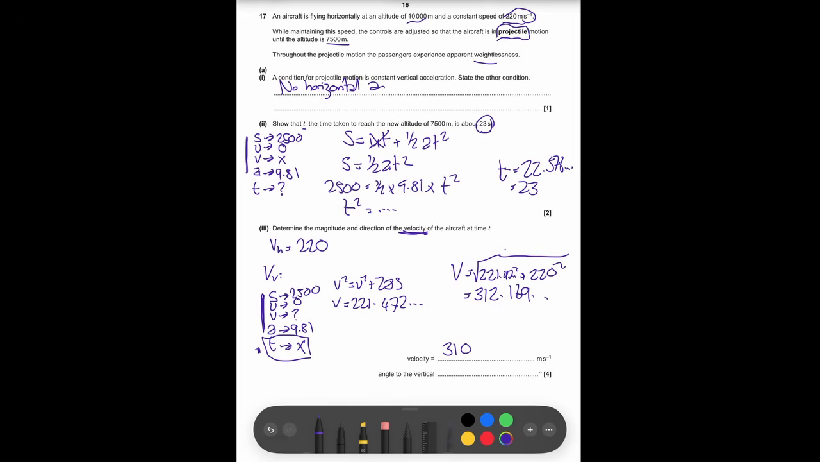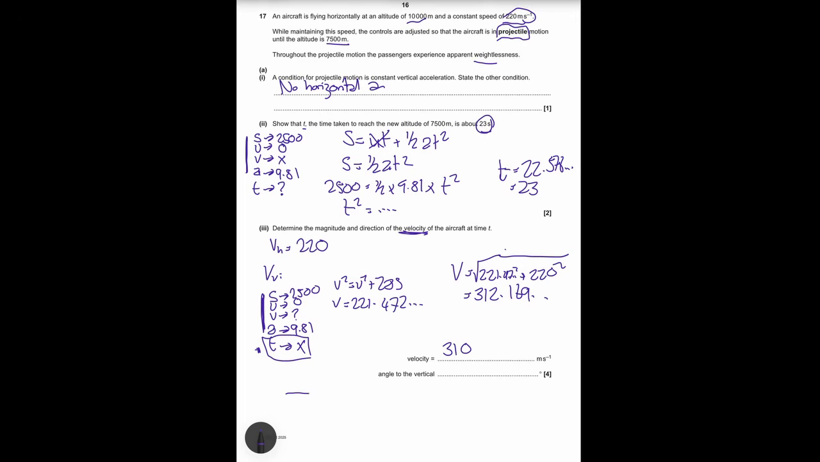Angle to the vertical, how am I going to get the angle to the vertical? I'll move this out of the way so I can redraw the diagram. The horizontal one was 220, the vertical one I know was 221. So it says angle to the vertical, this is the one that I care about. I've got opposite and adjacent, so I'm going to use tan. I'm going to say tan theta equals opposite over adjacent, 221 over 220.